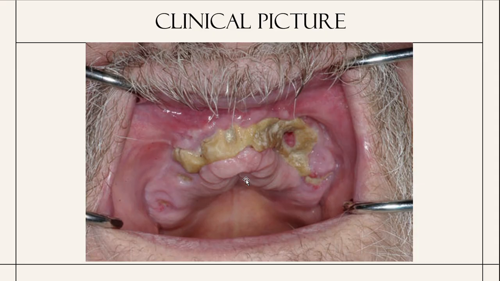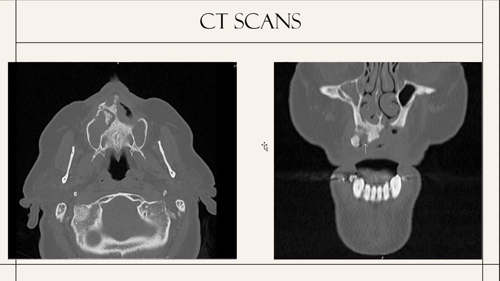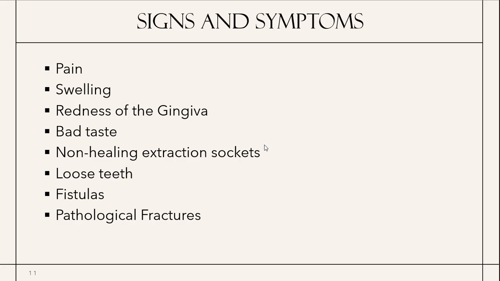The signs and symptoms are variable, from pain to swelling to redness of the gingiva surrounding the exposed bone, pus, fistulas, pathological fractures, and so on. So here's this patient, and here's the bone of the MRONJ, or the necrotic bone, here on the CT scan. So as we said, the signs and symptoms include pain, swelling, redness, bad taste, non-healing extraction sockets, loose teeth, fistulas, pathological fractures, and so on.